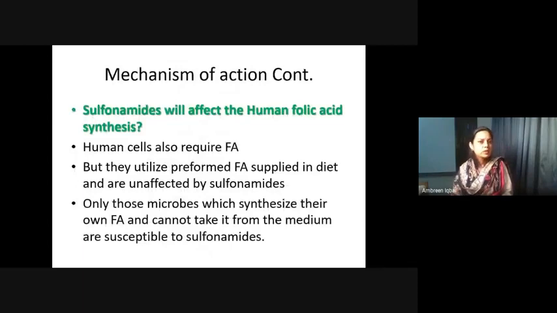Regarding sulfonamides, there is a question whether they can also affect human folic acid. The answer is no, because humans also require folic acid, but they utilize preformed folic acid from the diet and are not affected by sulfonamides. So only those microbes which synthesize their own folic acid and can't take it from the medium are susceptible to sulfonamide.